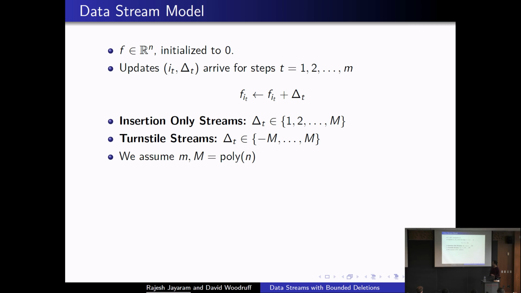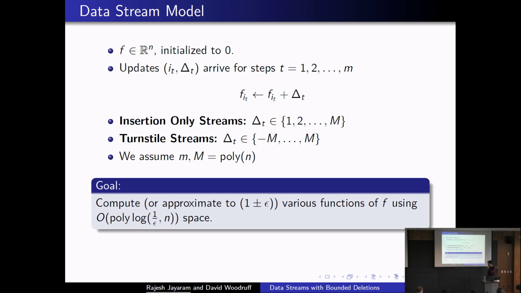An assumption that's made pretty much everywhere in the literature, though you can work without it, is that everything is polynomial in n. For simplicity, we're going to be taking logs, so that means log m, log n, in big O notation. The goal of almost all these problems in the data stream literature is to compute approximations of certain functions of f using only log n space. Obviously, for almost all these questions, you could store the whole vector and solve the problem with it, but you don't want to do that because it is too large.